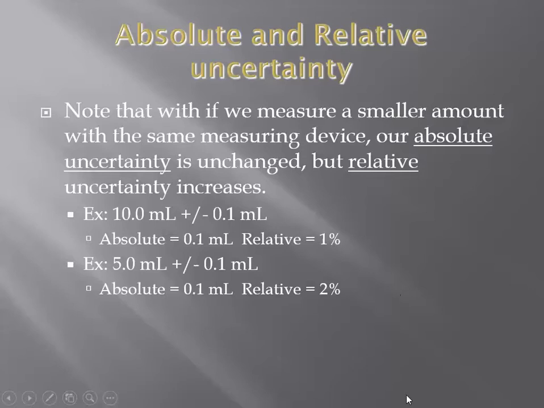Now I could use that exact same graduated cylinder, except this time I use it to measure 5 milliliters, and it's the same graduated cylinder, so its uncertainty is the same, but this value is less. So now 0.1 is 2% of 5. So even though I'm using the same measuring device, my absolute uncertainty is the same, my relative uncertainty actually doubles when I measure the smaller amount. It doubles in this case.